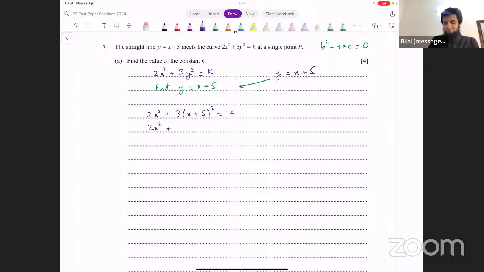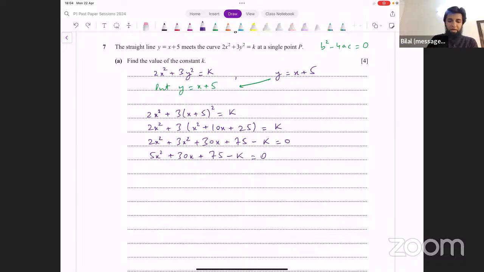Let's simplify this. 2x squared plus 3 into (x squared plus 10x plus 25) equals k. Let's simplify this further. This gives us 2x squared plus 3x squared plus 30x plus 75 minus k equals 0. All right. And that gives us 5x squared plus 30x plus 75 minus k equals 0. And now we've got a quadratic equation.